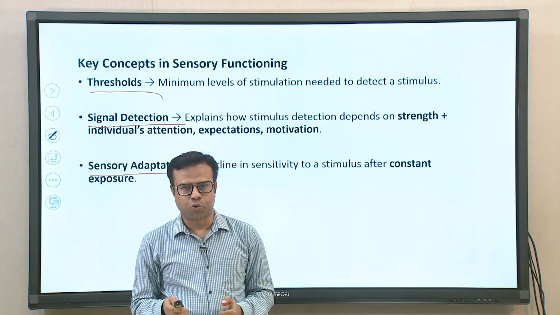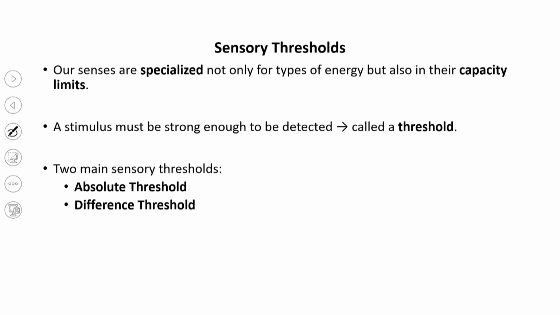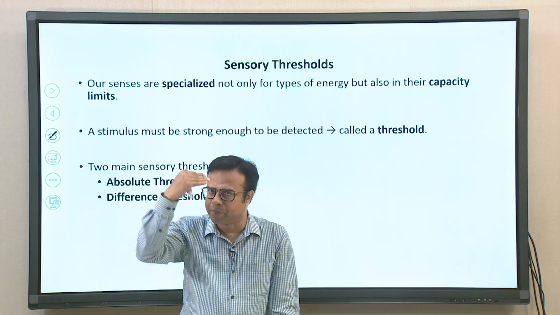So, the first concept is called thresholds, sensory thresholds. When we talk about sensory thresholds, we have 5 sense organs. They are all specialized to detect certain kinds of stimuli. For example, eyes can detect light, ears can detect sound waves, and your skin can detect touch sensation. So, every sense organ has a specialized capacity to detect a certain type of information, but there are limits to these sensory organs also. They cannot just detect everything around them. So, our sense organs have limitations also.